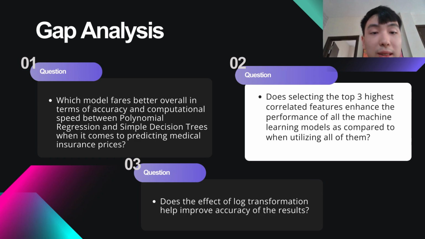Question two, does selecting the top three highest correlated features enhance the performance of all the machine learning models as compared to utilizing all of them? Here we seek to understand the impact of feature selection on the performance of machine learning models so that we can evaluate whether a more focused approach can yield better results.